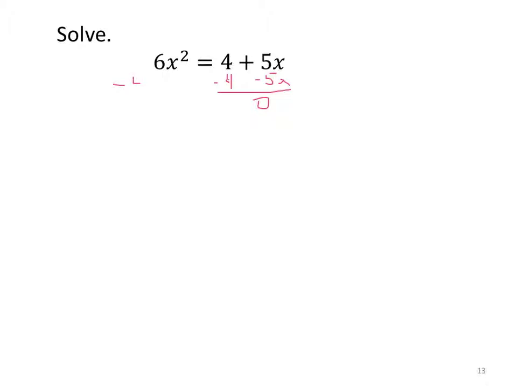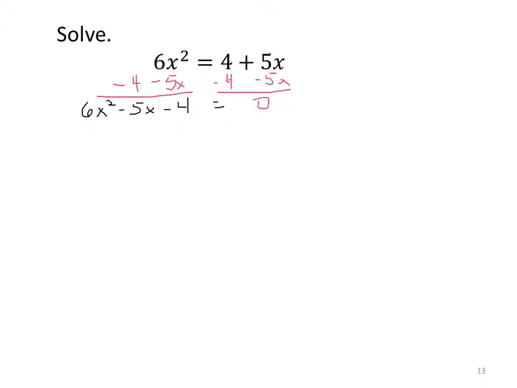So we also subtract minus 4 minus 5x here. And what we're left with on the left is 6x squared, and we'll put it in descending power order. So we have all of that equal to 0. So now we're going to do factoring, but that's not all we're going to do.